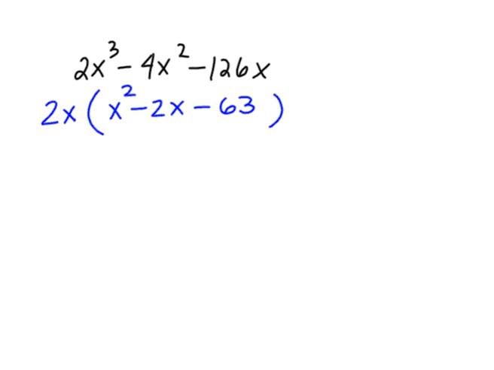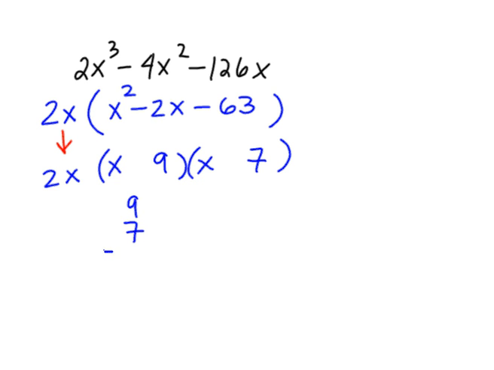X squared minus 2x minus 63 is just an easy trinomial. So to work this one out, I'm going to bring down the GCF. The factors of x squared are x times x. My factors of 63 that subtract to give me 2 are 9 times 7, and my signs are different. So 9 and 7 are going to give me a negative 2, and that result will be negative 2 if the 9 is negative and the 7 positive. That's my answer.